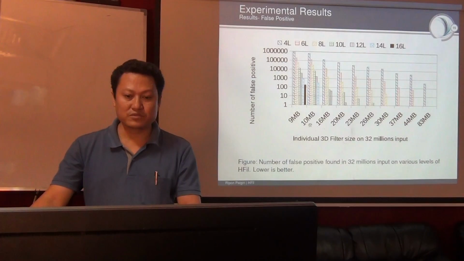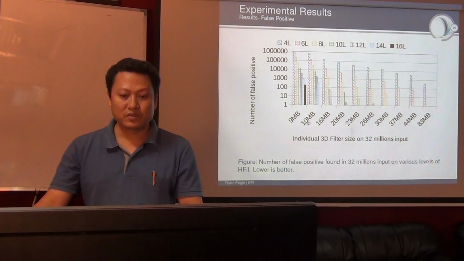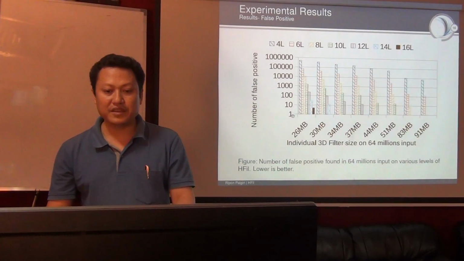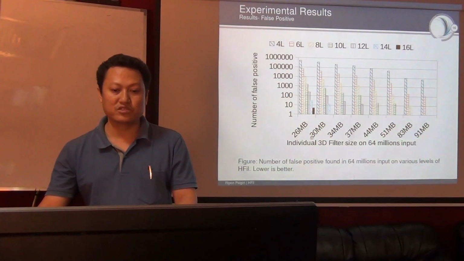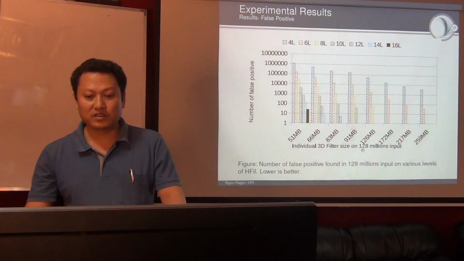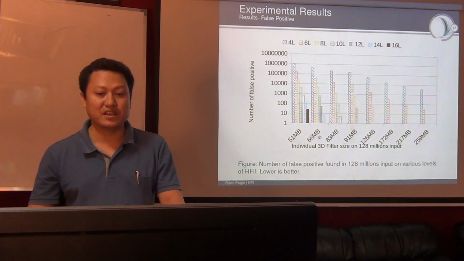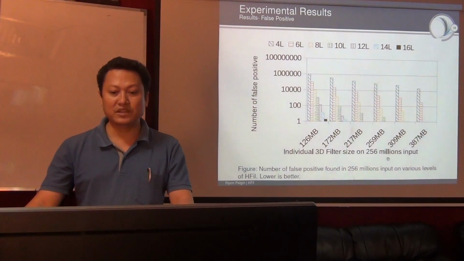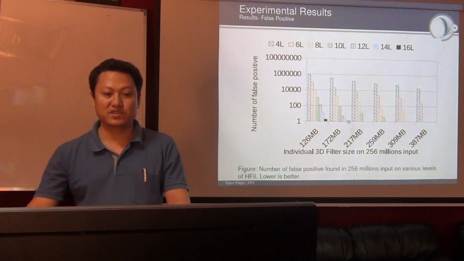So 16L, here again for 32 million input, consumes the lowest 10 MB to make false positive 0. Again, for 64 million input, 16L consumes 30 MB and false positive is 0. For 128 million input, 16L consumes 66 MB and false positive is 0. Here, for 256 million inputs, 16L consumes 172 and false positive is 0.